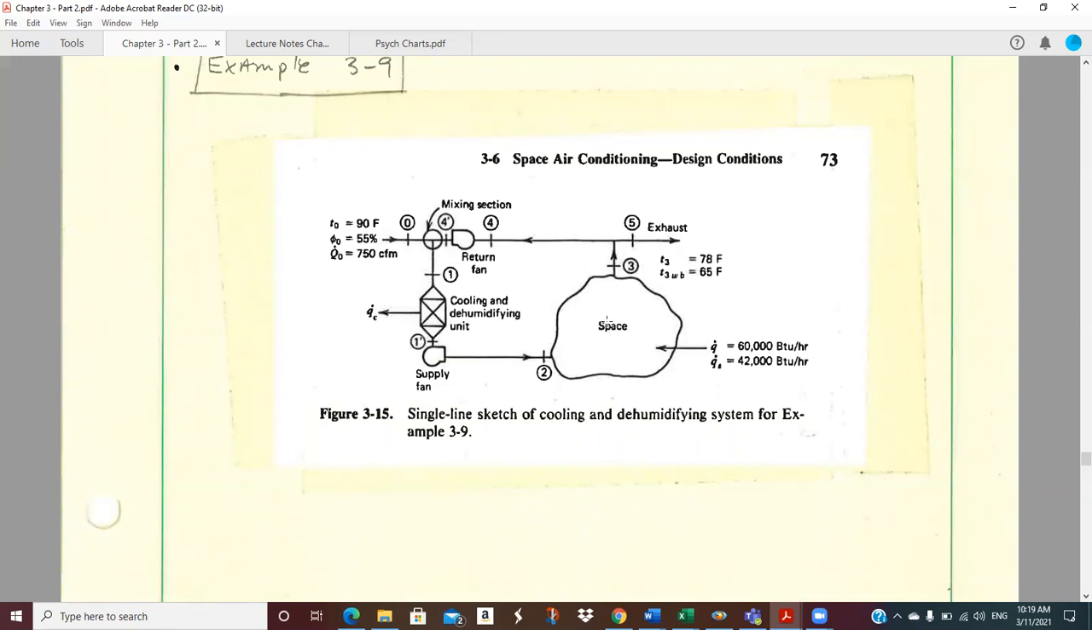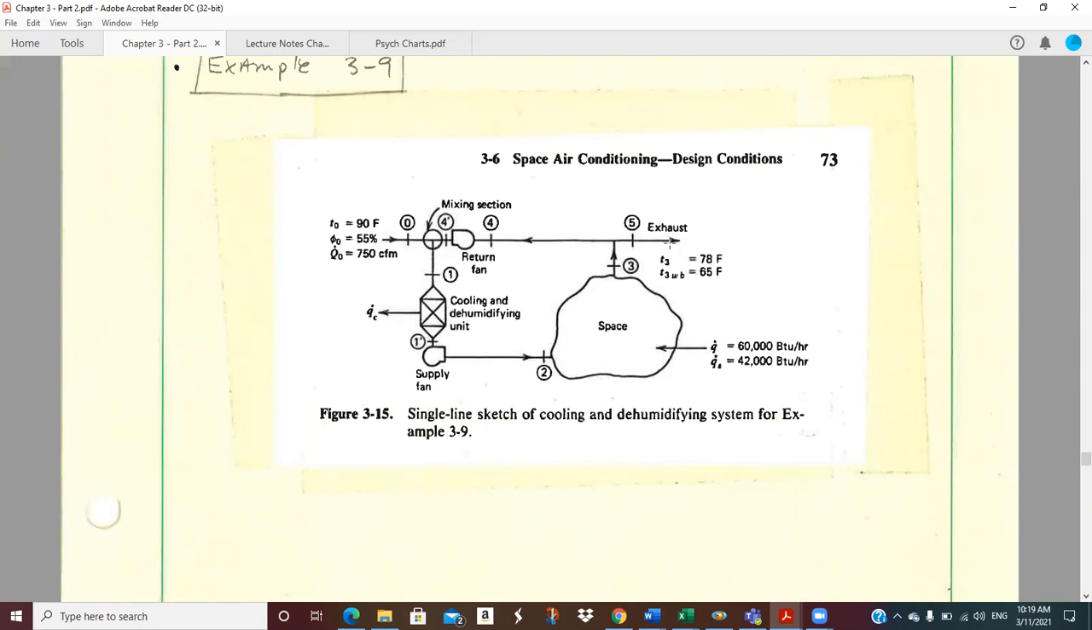Now, in the real world, if we were maintaining 78 and 65, by the time we got this back to the unit, and he's got 3 here and 4 here, so we could put some duct heat gain and all that stuff. But this air in reality is going to be warmer when it really gets back to the unit because it's traveling through unconditioned areas and it doesn't have perfect insulation and it's hot outside because we're air conditioning and all that sort of stuff. But we do some simplifications in the problem.